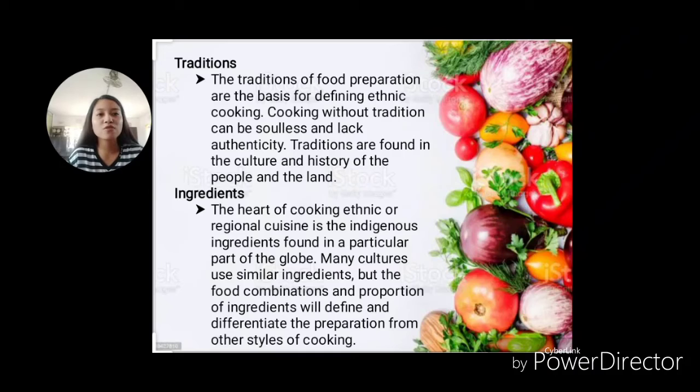Traditions. The traditions of food preparation are the basis of defining ethnic cooking. Cooking without tradition can be soulless and lack authenticity. Traditions are found in the culture and history of the people and the land. Ingredients. The heart of cooking ethnic or original cuisine is the ingredients found in a particular part of the globe. Many cultures use similar ingredients, but the food combinations and proportions of ingredients will define and differentiate the preparation from other styles of cooking.